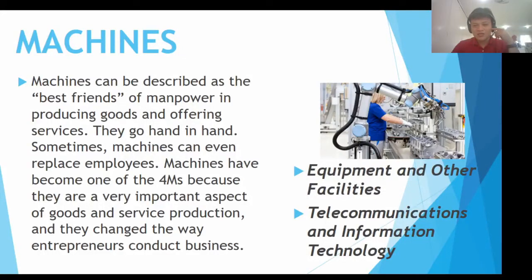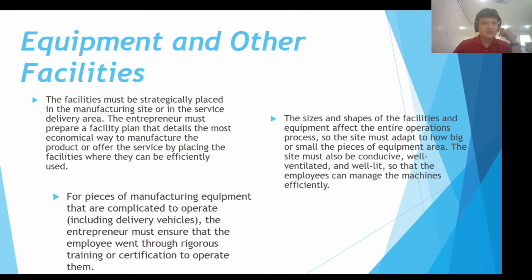And equipments na ginagamit natin sa production, sa delivery process. So, equipment and other facilities and ITs. Yun lang kasama dito. Equipment and other facilities. So, the facilities must be strategically placed in the manufacturing site. Kung natatandaan nyo pa yung ating floor plan, doon. So, saan ba natin ilalagay yung mga machines and facilities?